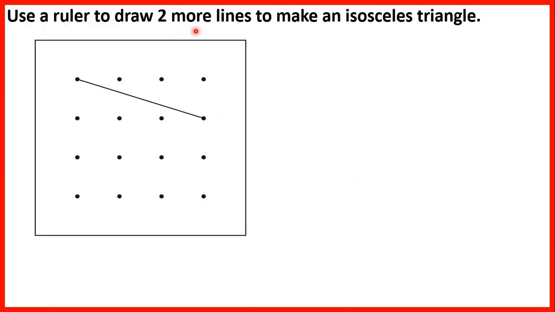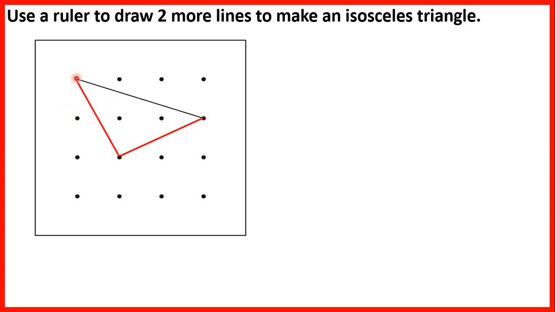Use a ruler to draw 2 more lines to make an isosceles triangle. So remember, an isosceles triangle is a triangle where two lines are the same length and two angles are the same size. So we could draw lines here and here, because that way this line here and this line here are the same length, and this angle here and this angle here are the same size. And also notice, with isosceles triangles, we get a line of symmetry down the middle. But there are other possible solutions for this question.